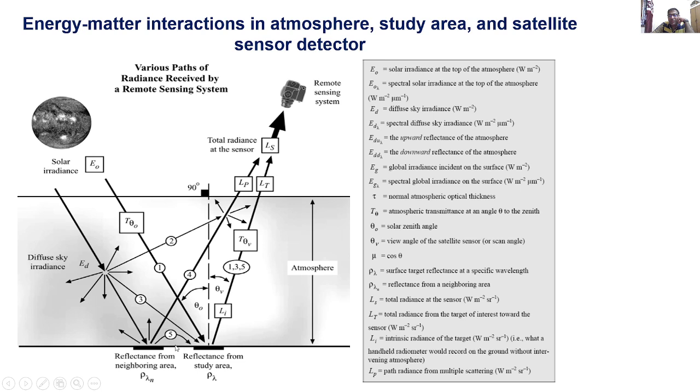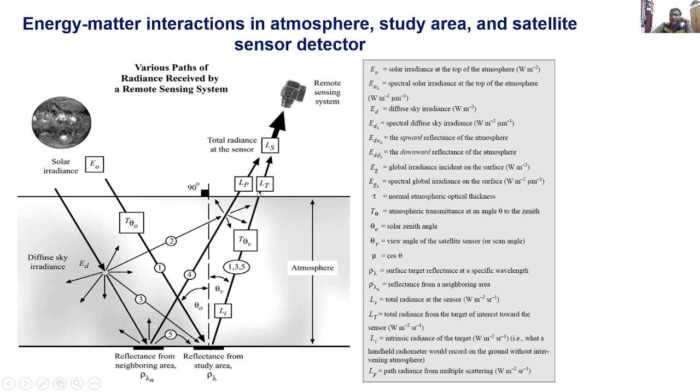And then the pathway number 5, which gets reflected back from the neighboring area into the study area, and then gets reflected back into the surface. And the atmosphere, I mean, the primary energy interaction: energy travels through the atmosphere, which is primarily around 60 miles of thickness, which is around 100 kilometers. So this is an extremely thick layer of atmosphere through which the interaction happens. So you finally receive something at the sensor, which is the total radiance at the sensor.